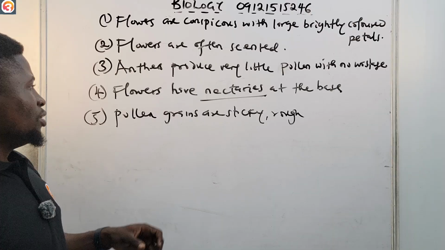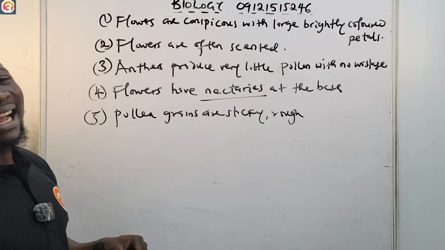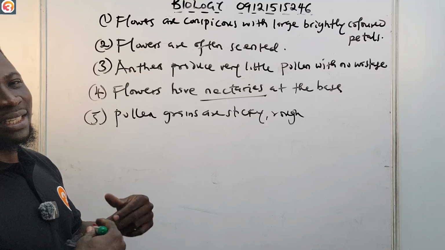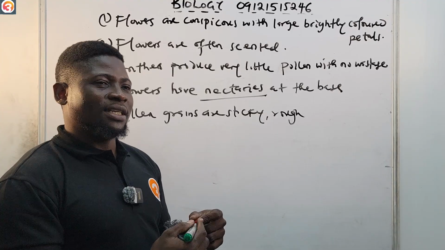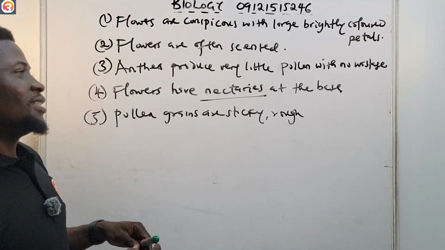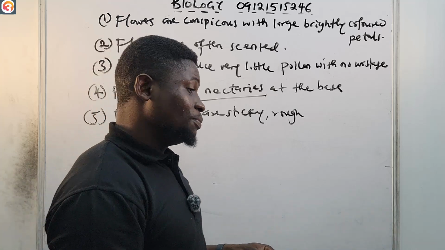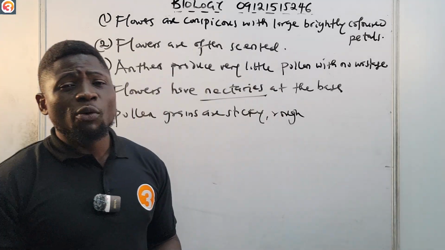And pollen grains are sticky and rough, so that the body of those insects can pick the pollens, and then go and deposit it on the stigma of another flower. So that is where we are going to end today.